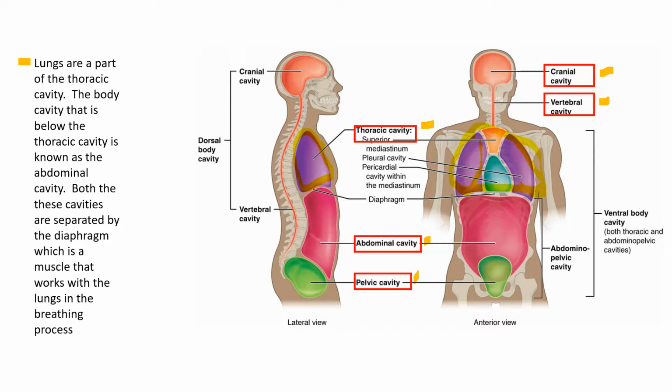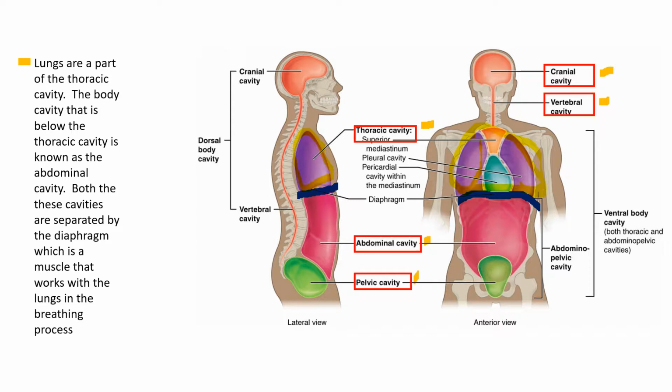The thoracic cavity is just underneath the throat. So it's inferior to the throat, but superior to the diaphragm. This part is known as the diaphragm, which helps in breathing. So it's part of the thoracic cavity. Of course, we have the abdominal cavity, the pelvic cavity, the cranial cavity, and the vertebral cavity for the vertebrae. So those are basically the 5 main cavities.